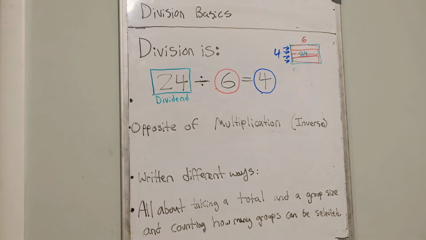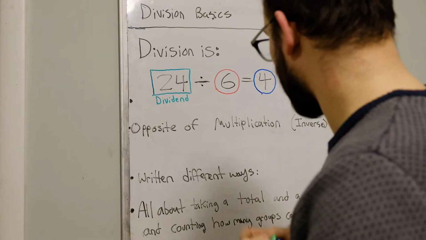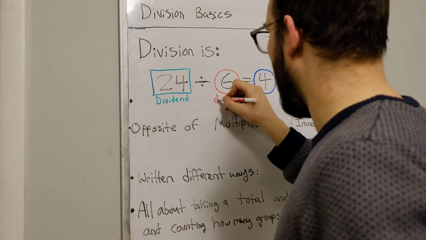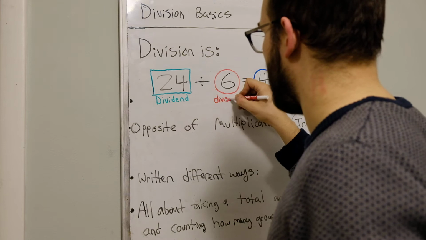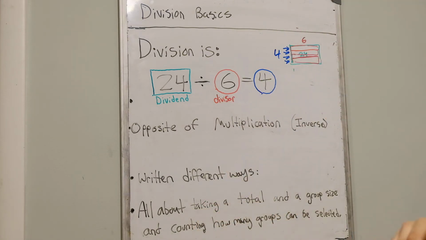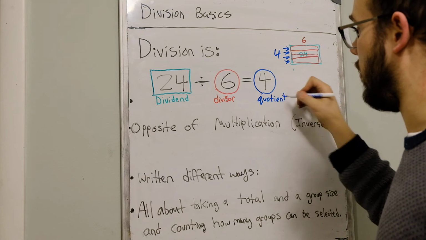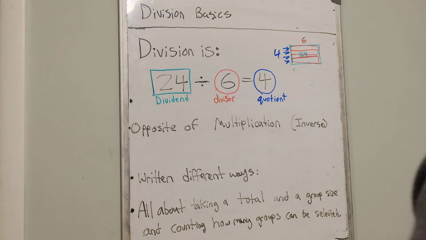Okay, she's just meowing. Anyway, those are the parts of division: the dividend, and then the part that we're breaking our number up into, the size of the groups, is called the divisor, and then the amount of groups we end up with we call the quotient.